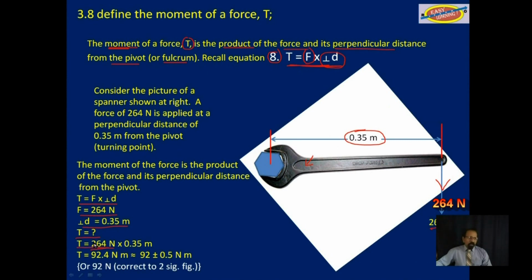The moment will be the force times the perpendicular distance, and so in this case we get 92.4, but since this is the limiting factor in terms of significant figures, we can only have two significant figures, 9 and 2. We drop that 4 and we get 92 Newton meters. Our uncertain digit is this 2, which is in the ones position. We take half of that position more to half less. So we get plus or minus 0.5 Newton meters.